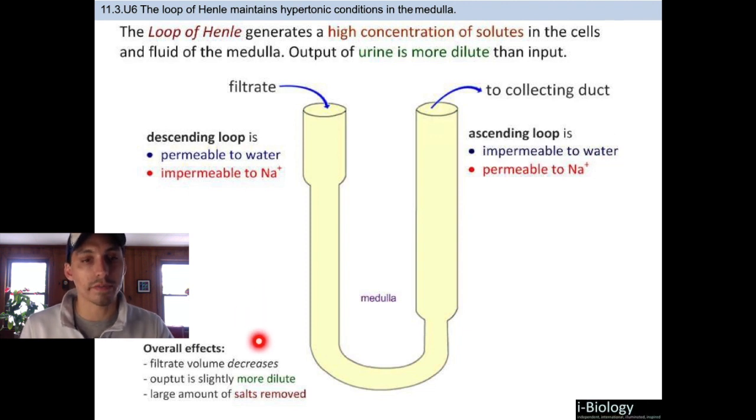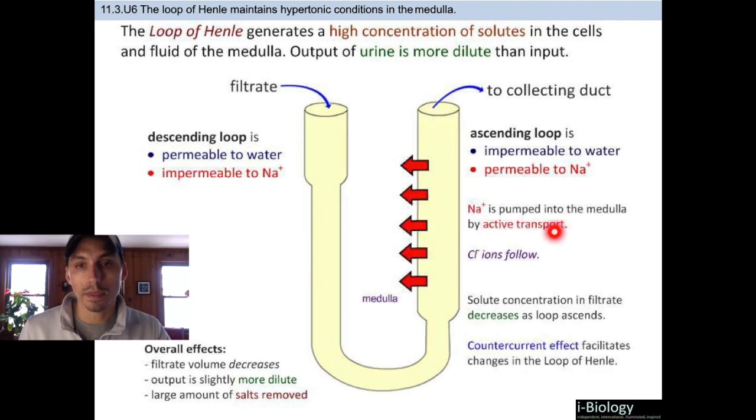So the overall effects of that are that the filtrate volume overall, the volume of fluid moving through these tubules, is going to decrease. It also means the output is going to be slightly more dilute than what went in. So what comes out and goes to the collecting duct is going to be slightly more dilute than the filtrate that came in. And there's also a large amount of salts removed in this process.